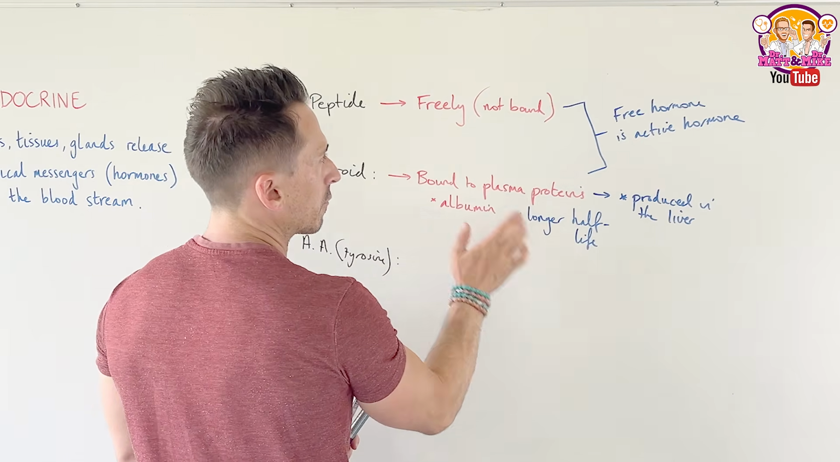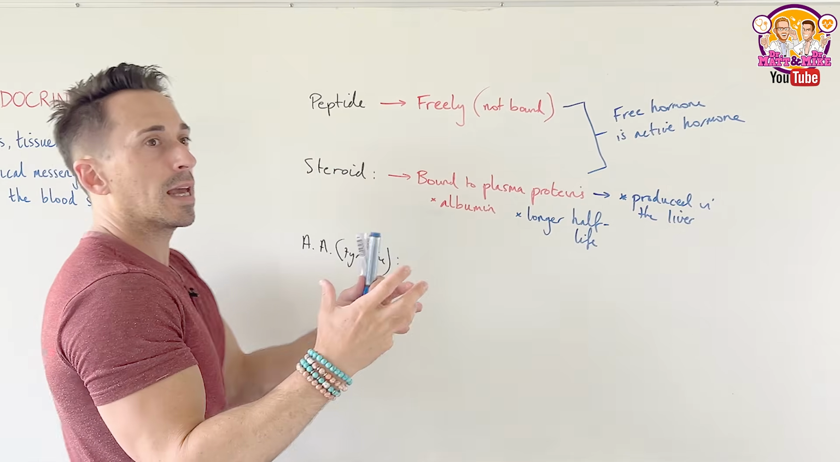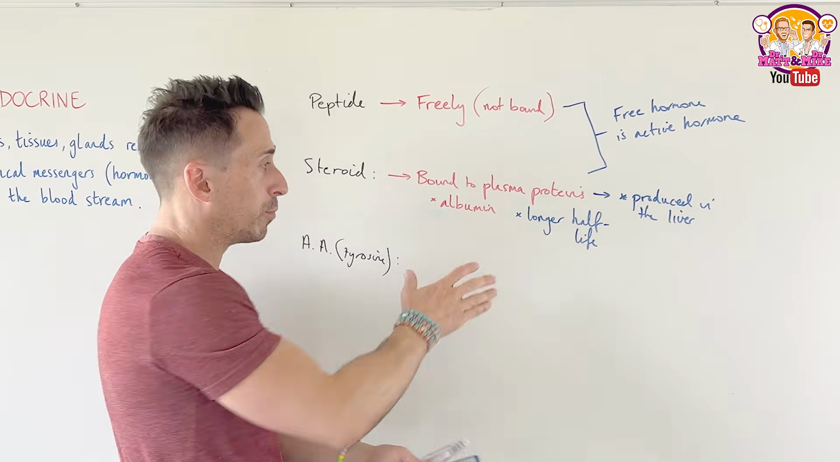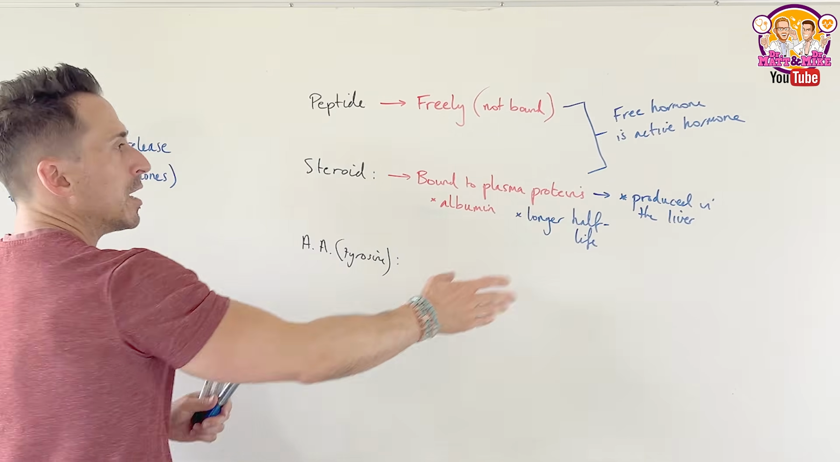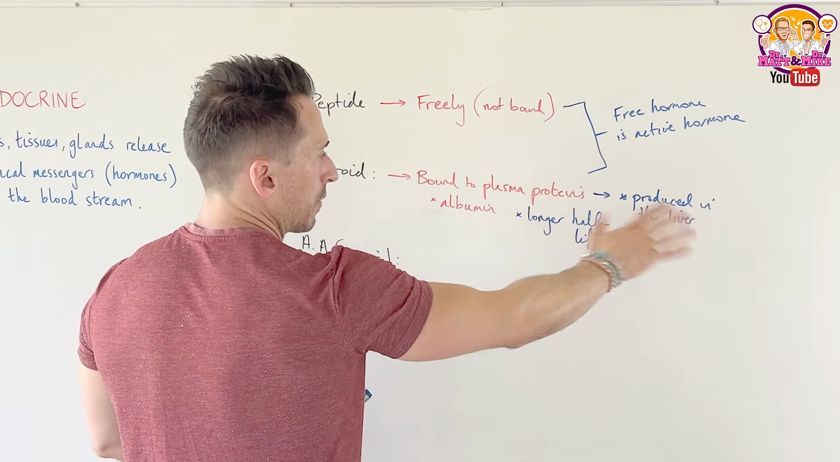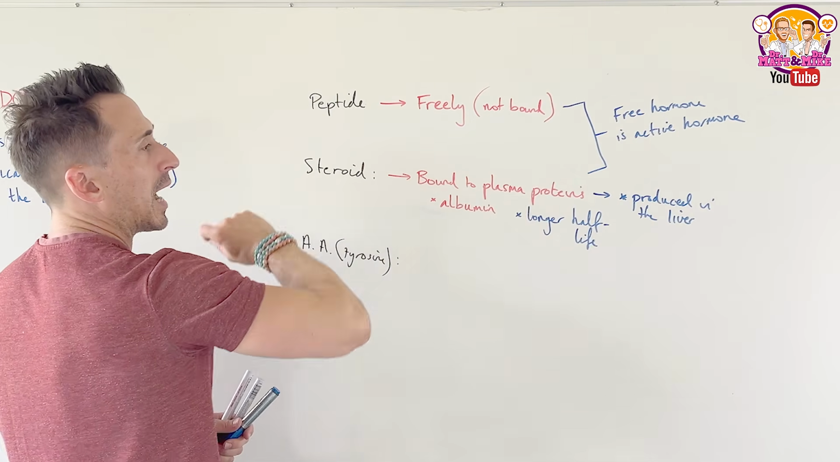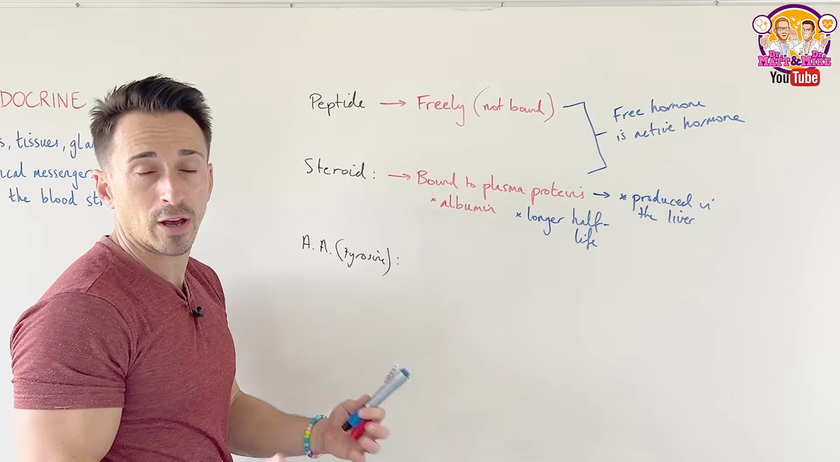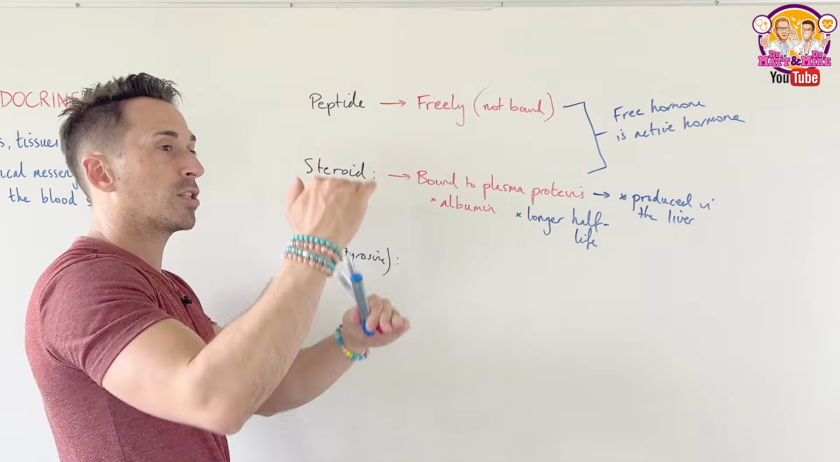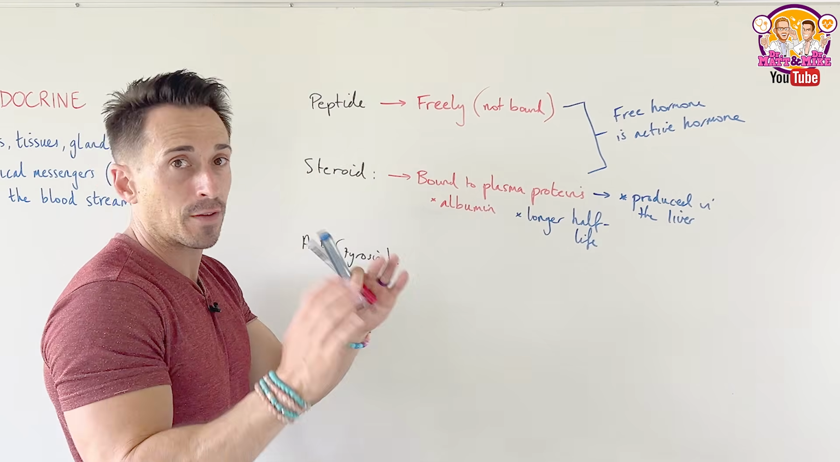Longer half-life. But it also means that it increases their available pool, because they're bound to those proteins. But if the liver doesn't work very well, these proteins aren't produced, and the steroid hormones have a shorter half-life, and they don't work. And then the balance of free to bound is off, and there can be a problem there.